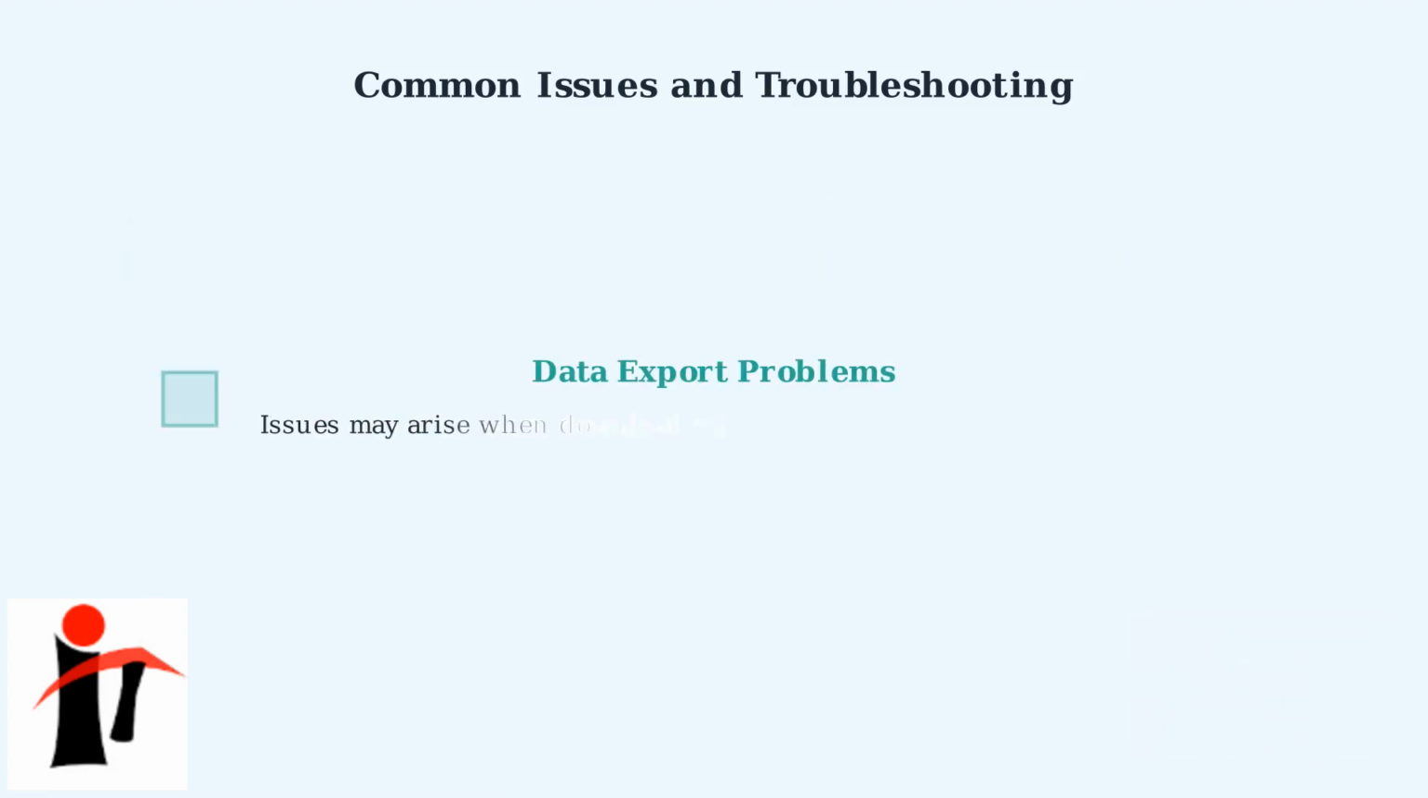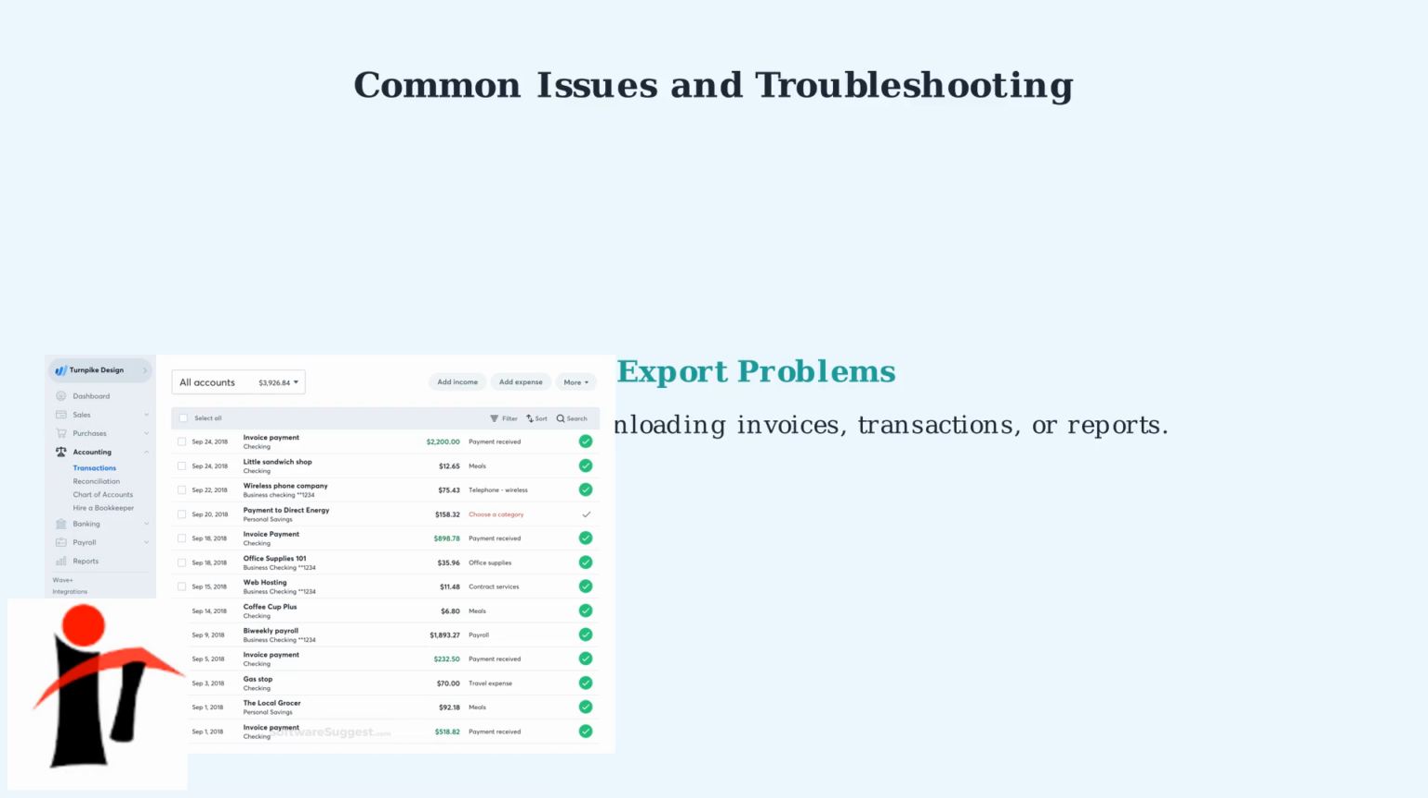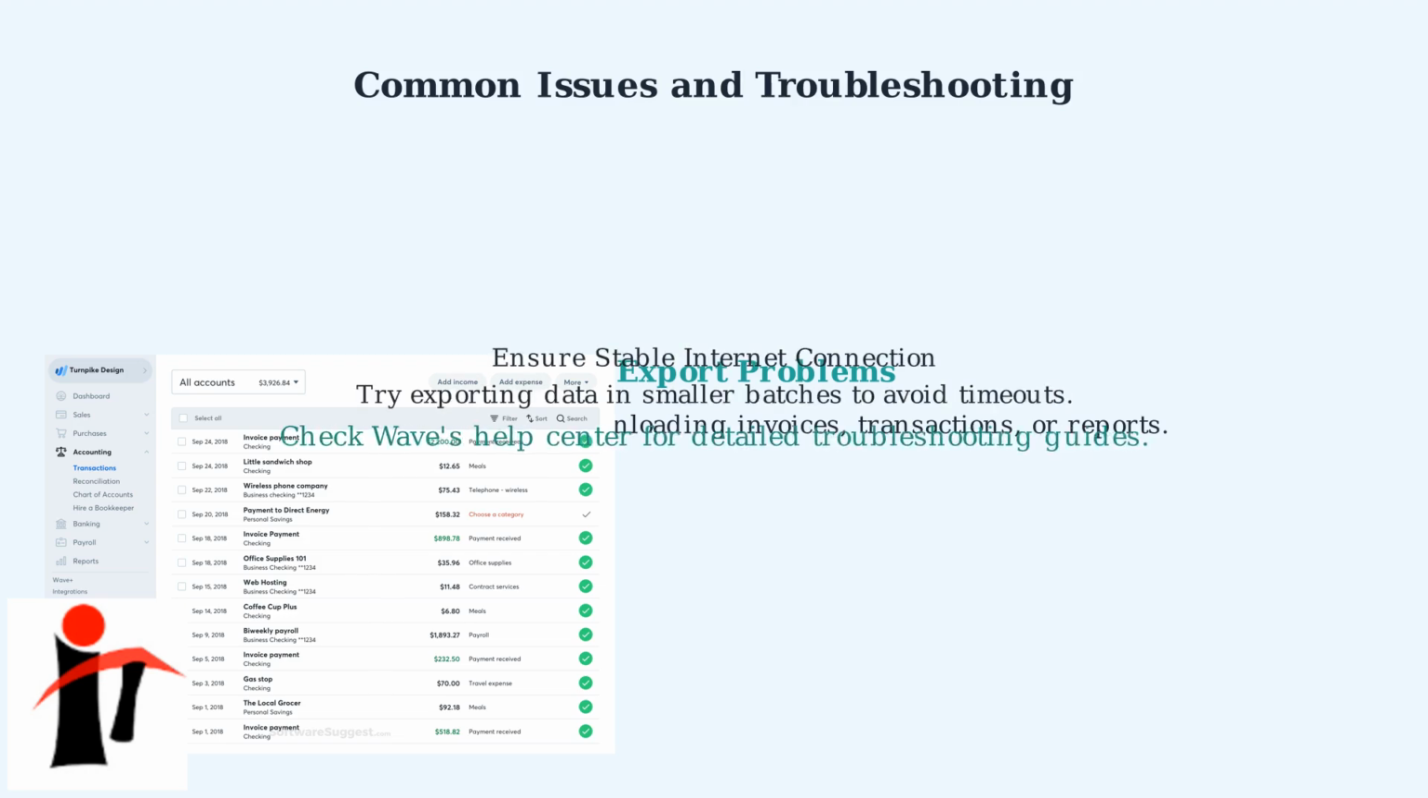Another common issue involves difficulties exporting data. This can occur when trying to download financial records, invoices, or transaction reports. To resolve this, ensure you have a stable internet connection and try exporting your data in smaller batches to prevent timeouts. For additional troubleshooting, check Wave's Help Center, which provides detailed guides on resolving export problems and other subscription issues. The platform's support team can also assist with any specific challenges you encounter.